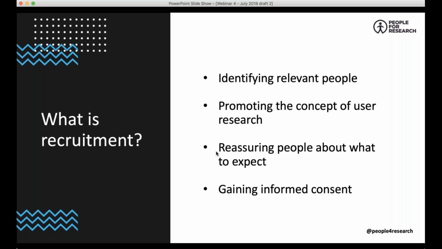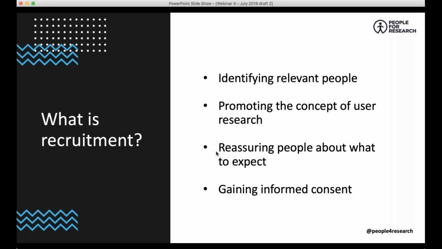So it's much more important that we find people that meet very specific criteria. Our role is also in promoting the concept of user research. A lot of people still know about market research and going along to a focus group and eating biscuits and saying which ones they like, but the idea of user research is still a bit of a newer concept that a lot of people aren't aware about. So we try to get people engaged in the work that's going on behind the scenes to improve all of our digital experiences.